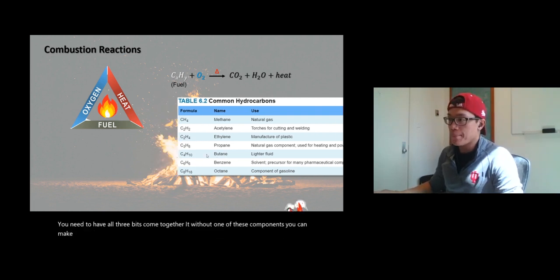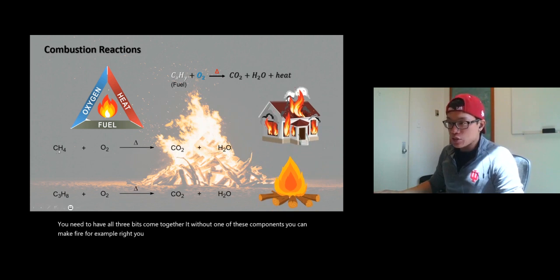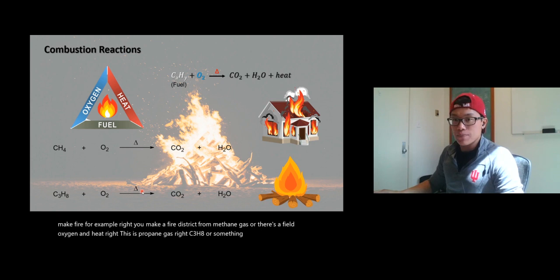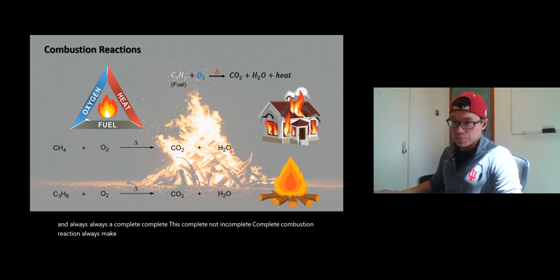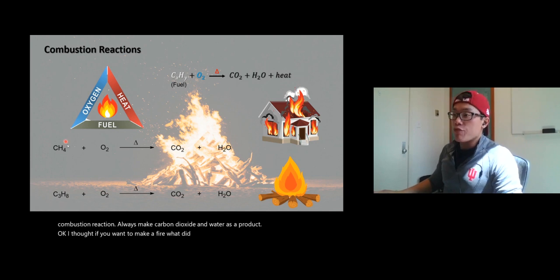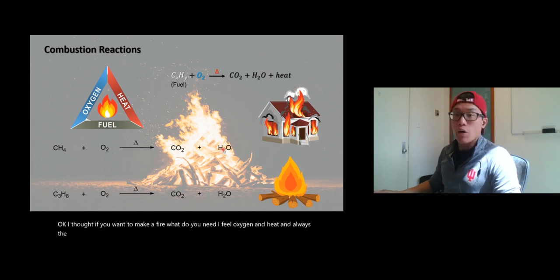For example, to make a fire, this is from methane gas. So there's a fuel, oxygen, and heat. Right? This is propane gas, C3H8, same thing. So fuel, oxygen, and heat. And a complete combustion reaction, not incomplete, always makes carbon dioxide and water as products. Okay, all right. So, if you want to make a fire, what do you need? A fuel, oxygen, and heat, and always the products: carbon dioxide and water.